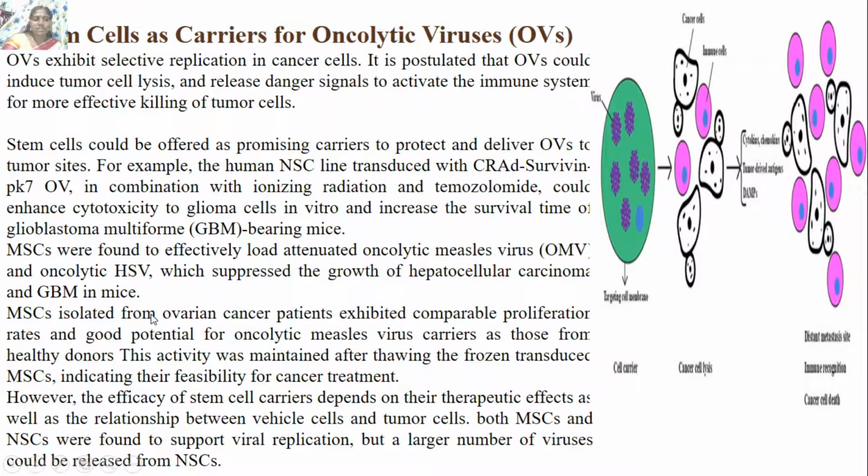And mesenchymal stem cells isolated from ovarian cancer patients exhibited comparable proliferation rates and a good potential for oncolytic measles virus carriage as those from healthy donors. However, the efficacy of stem cell carriers depends on their therapeutic effects as well as the relationship between the vehicle cell and the tumor cells. Both mesenchymal cells and neural stem cells were found to support this replication, but a larger number of viruses could be released from the neural stem cells. So this is a picture which depicts stem cells embedded with viral particles, and the viral particles target the cancer cells, which can decrease the growth of tumors.